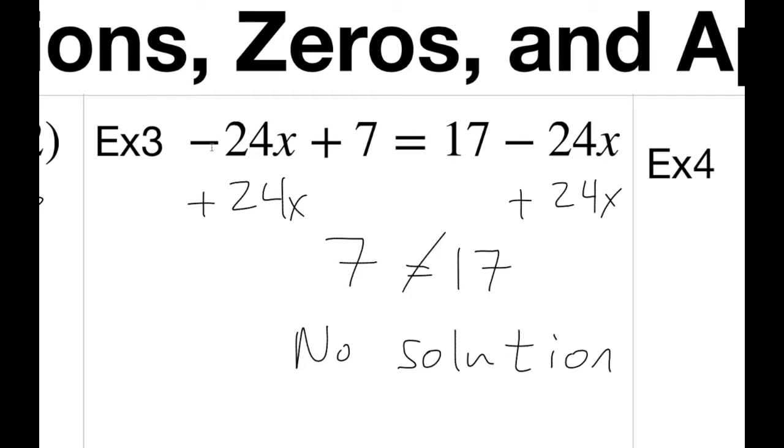Look, you notice this is basically the same equation written twice, negative 24x, and this is a 7 and this is a 17. And when you add 24x to both sides, the variable completely drops out, and you're left with something that's not even true. 7 just isn't equal to 17. When something like that happens, you can say that there's no solution to this equation.